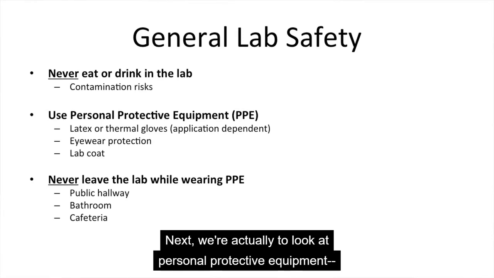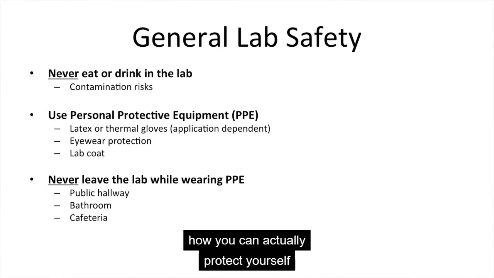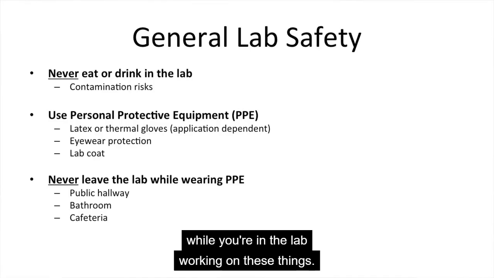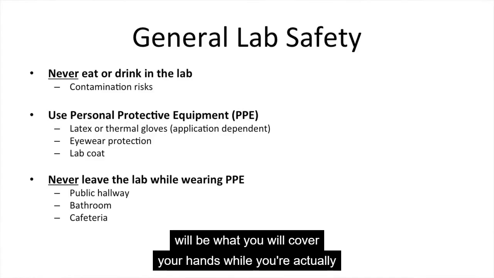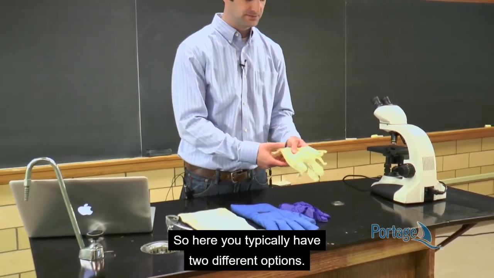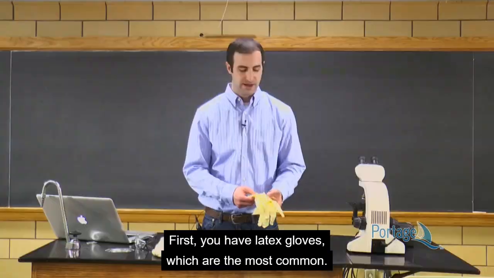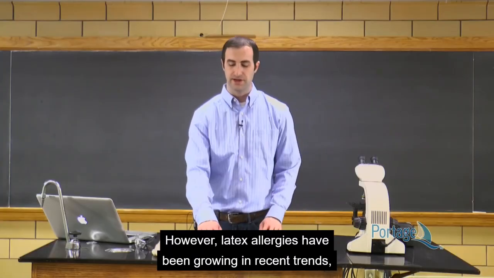Next, we're going to look at personal protective equipment, how you can protect yourself while you're in the lab working on these things. So 3 main areas, the first of which will be what you cover your hands with while you're working. Here, you typically have 2 different options. First, you'll have latex gloves, which are the most common. However, latex allergies have been growing in recent trends.